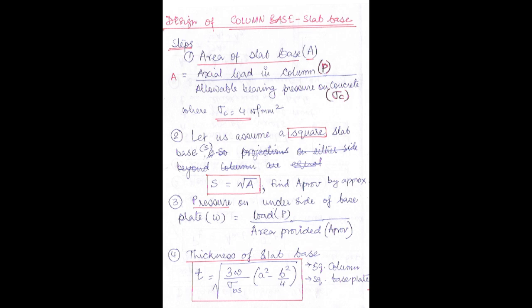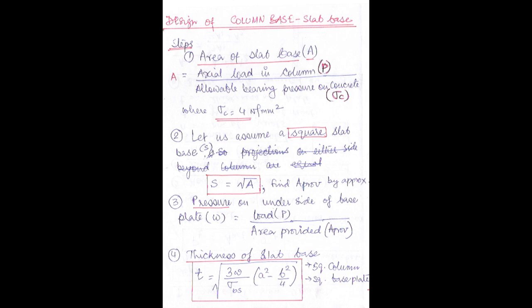Step number 3. Pressure on the underside of the base plate is denoted as small w, that we can find out by w equal to load P divided by the area provided, that is A prov, which you have found out in step number 2.